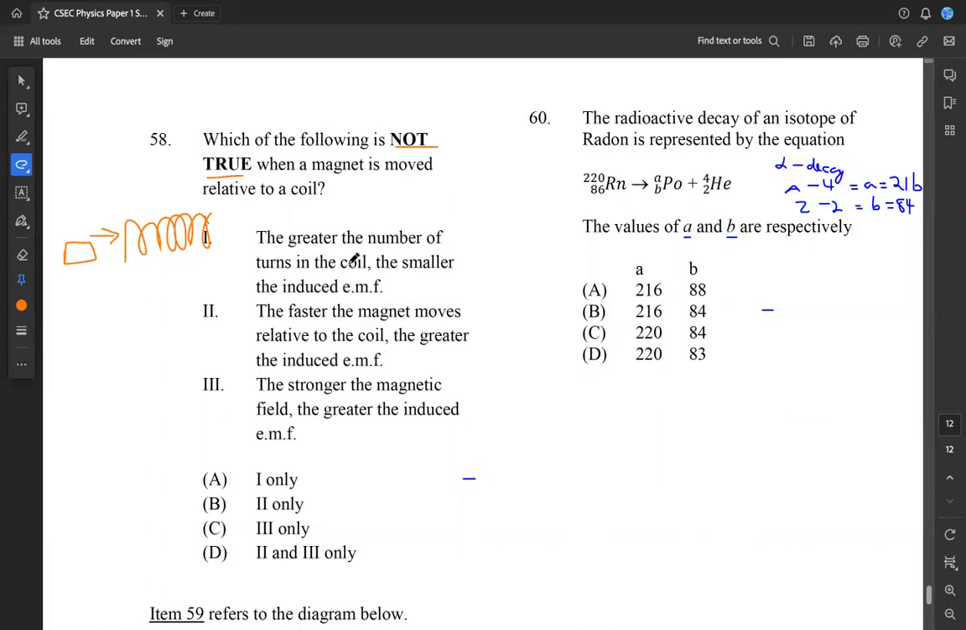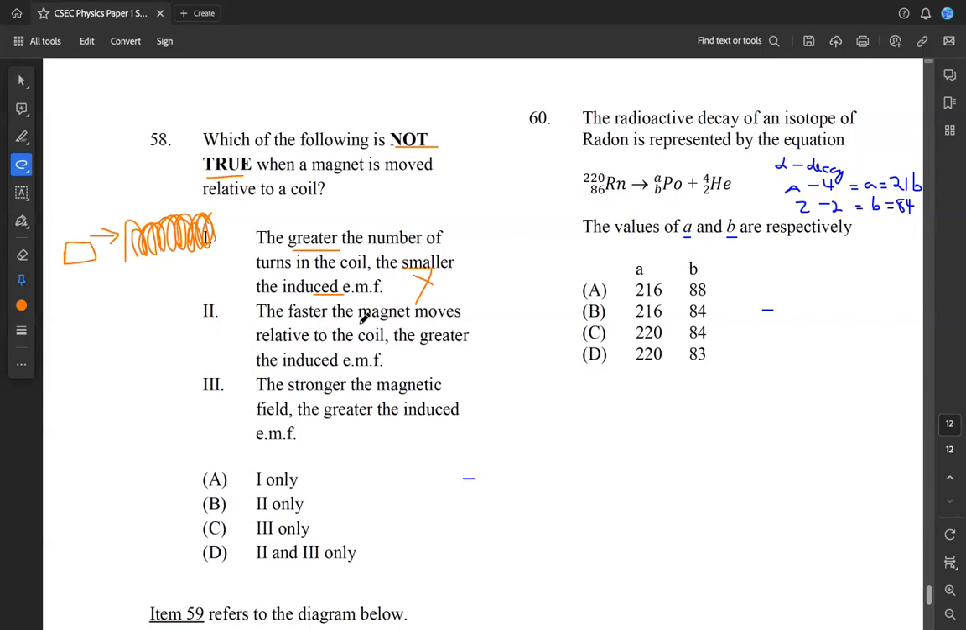The greater the number of turns in the coil, the smaller the induced EMF will be. That's not true, right? The greater the amount of coils that we have, more turns, means a stronger magnetic flux density, and so we'll be inducing an even greater EMF. So this is not true. Greater coils should always translate to a greater EMF. So this is wrong.